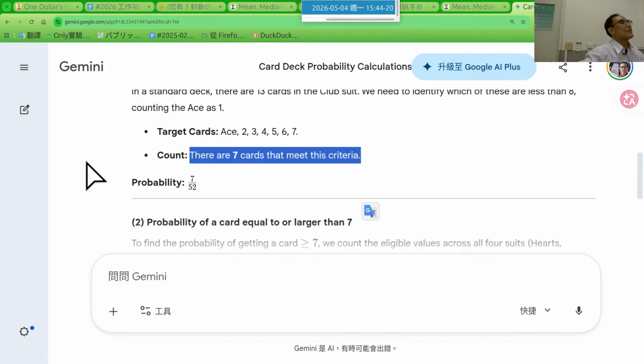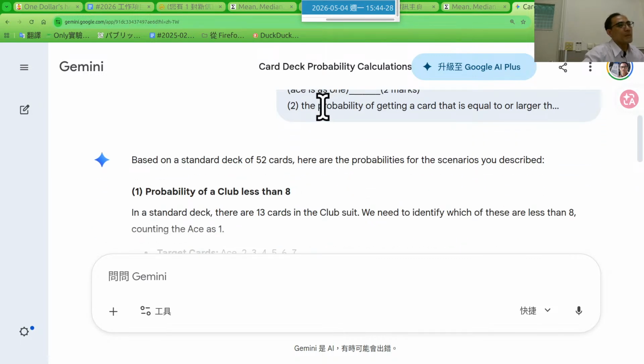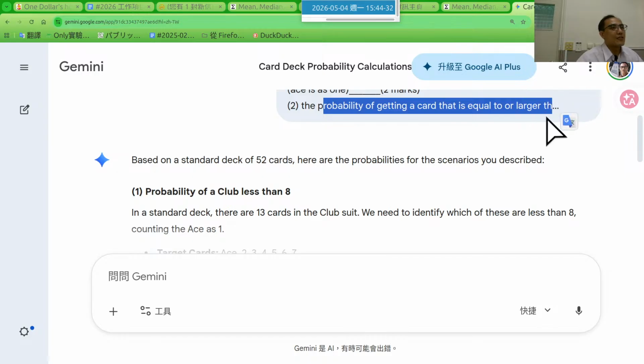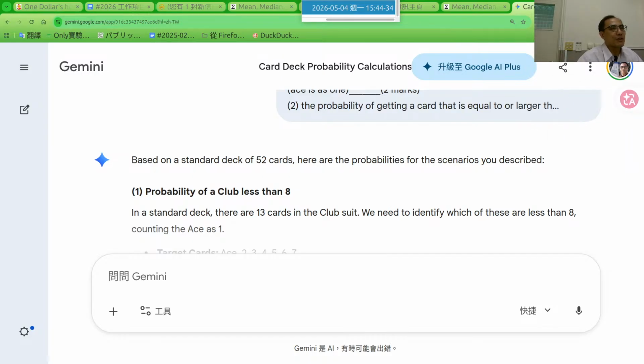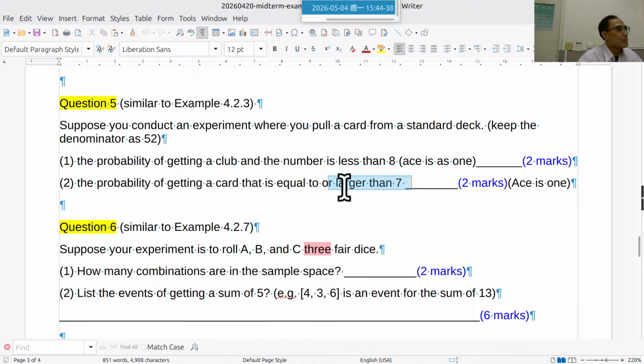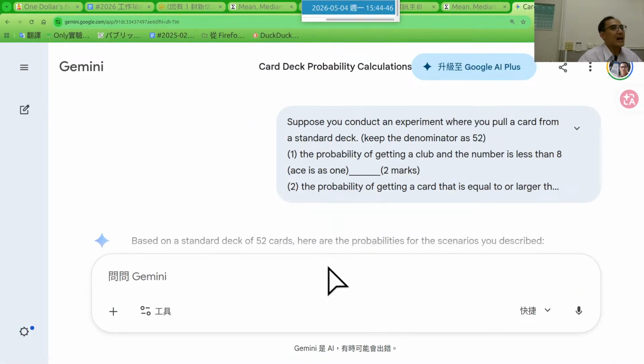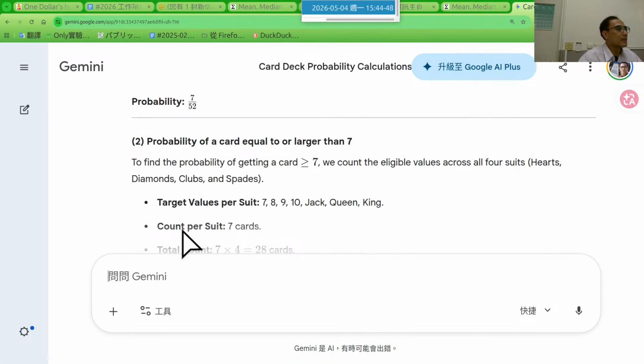Okay, I think most of you got the correct answer. It's okay here. The second question. The probability of getting a card that is equal to or larger than 7. Okay, let's check the Gemini. Go Gemini, the AI, how to solve this problem.